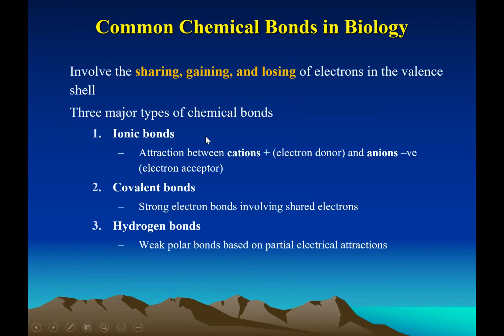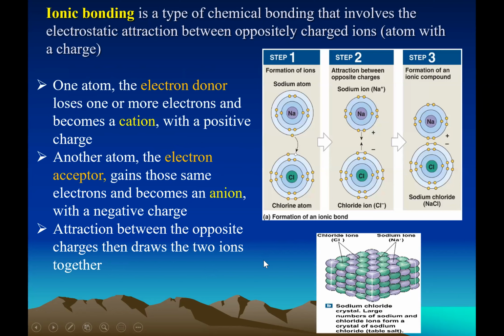In biology there are 3 main bonds that we should be aware of. Ionic bonds, which are the attraction between positive and negative ions. So it's the attraction between cations, which are positively charged, and anions, which are negatively charged. Covalent bonds happen because of sharing of electrons, and hydrogen bonds are partial electrostatic attractions. We'll see each one of them.